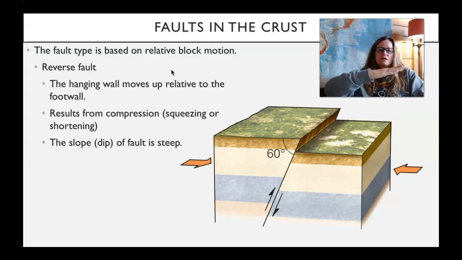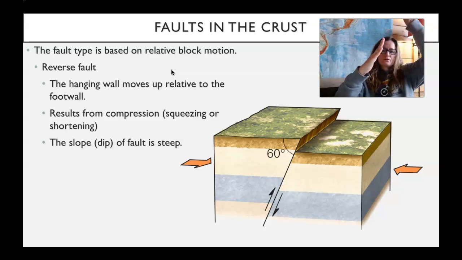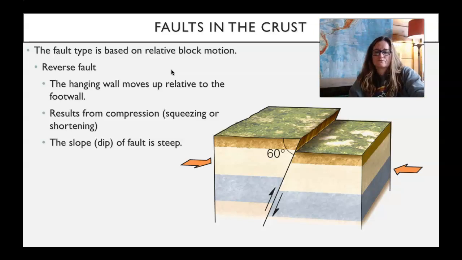The angle there of the fault is called the dip. So this would be horizontal, and the example here is dipping at 60 degrees. So the movement is along that dipped surface. It's dipping down 60 degrees, and the hanging wall is moving up with respect to the footwall.